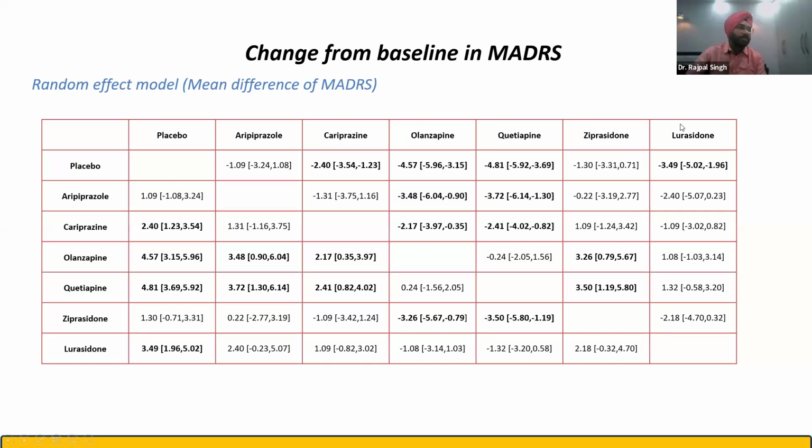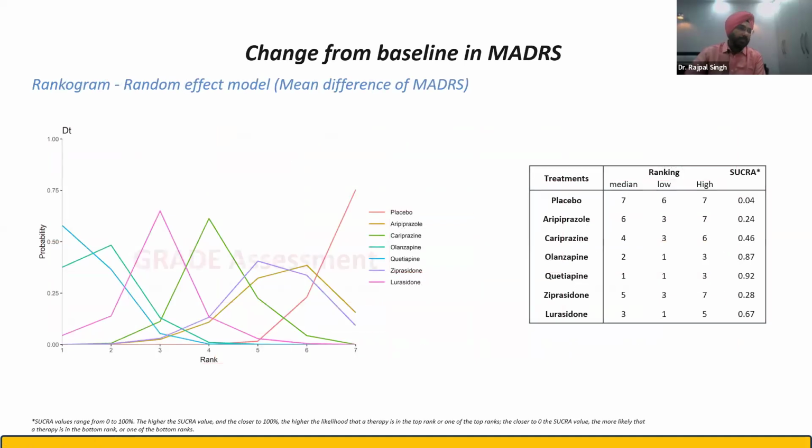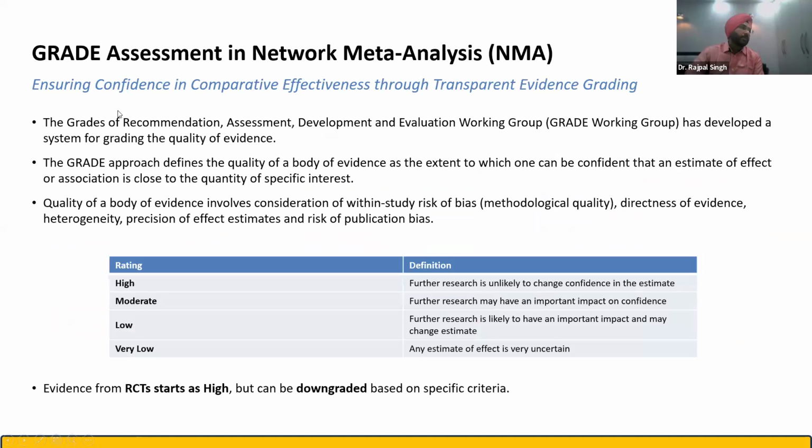For risperidone versus placebo, this is minus 3.49. This is the 95% CI value, or the credible interval value. We will assess the quality of this based upon certain guidelines. Yes, there are guidelines. GRADE stands for Grading of Recommendations, Assessment, Development, and Evaluation working group. That is called the GRADE working group. It has developed this guideline.